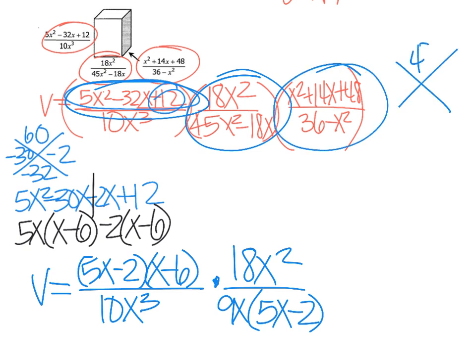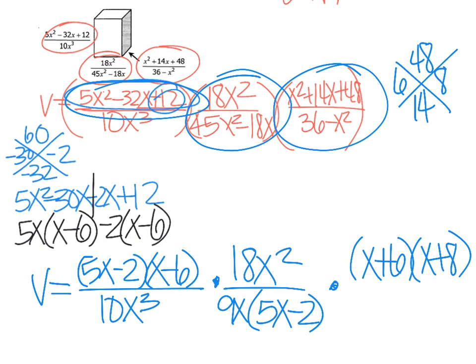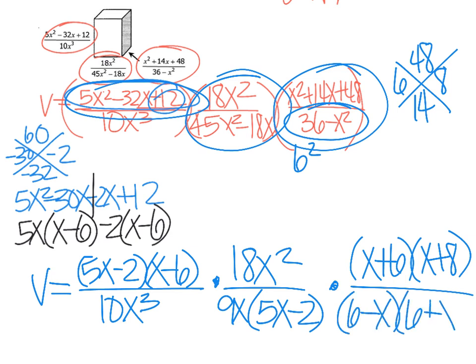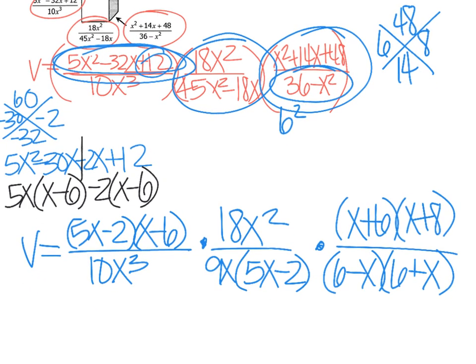Now looking at this last one over here, if we want to factor the top using a diamond, two numbers that multiply to 48 and add up to 14 are 6 and 8. So we get times x plus 6, x plus 8, and the bottom right here, we've got difference of squares, right? This is 6 squared. So we can say 6 minus x, 6 plus x. Now we've factored everything, all right?